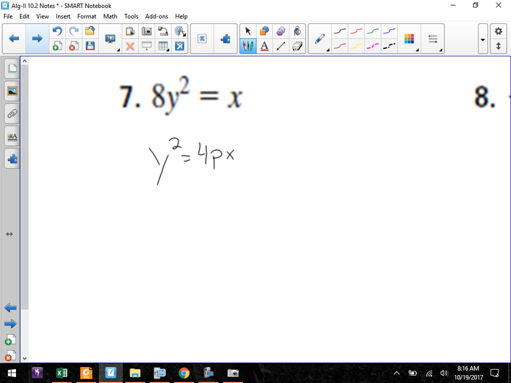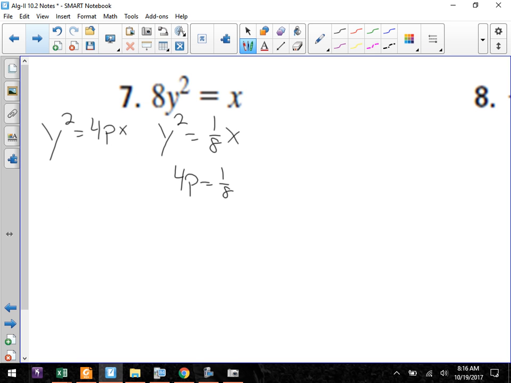Slide over, so in our case it's going to be y squared equals 1/8 x, which therefore means, what do I set equal to 4p? 1/8. So 4p equals 1/8. So multiply by a fourth, a little bit easier to see it that way. So my p-value is 1/32. Okay.